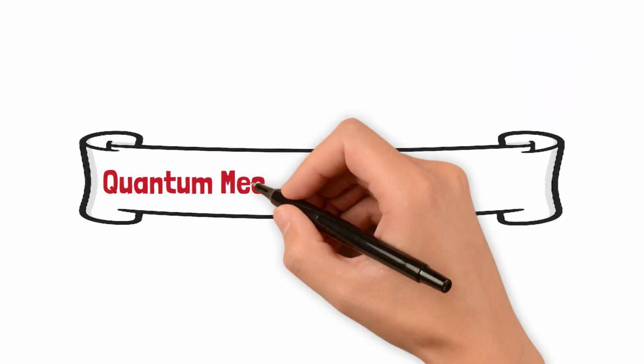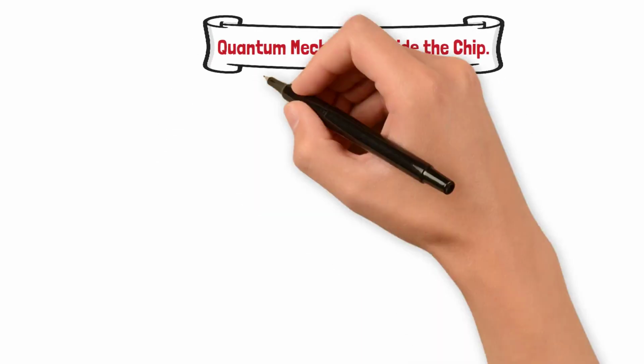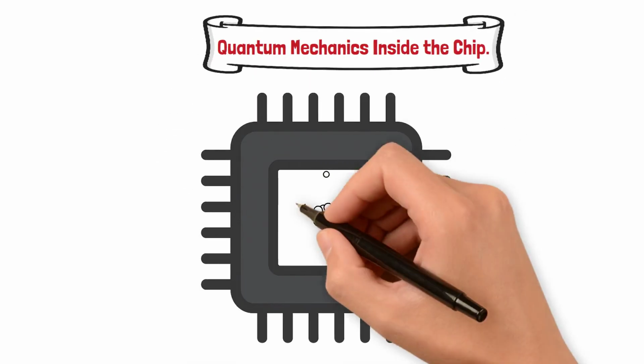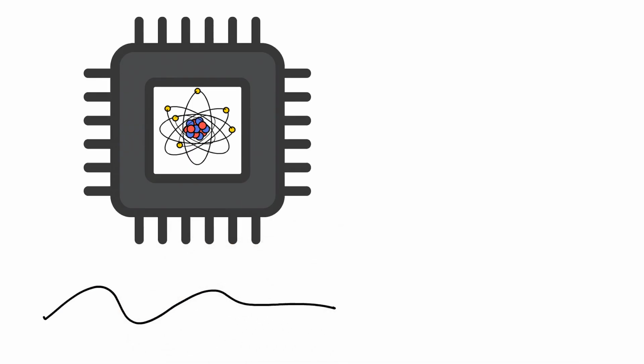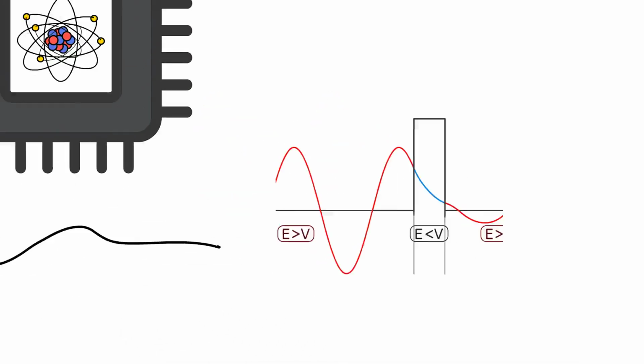Quantum mechanics inside the chip. Deep inside every chip lies the invisible quantum world. Electrons behave not as particles, but as waves, tunneling through barriers and forming quantum wells that trap and manipulate energy.